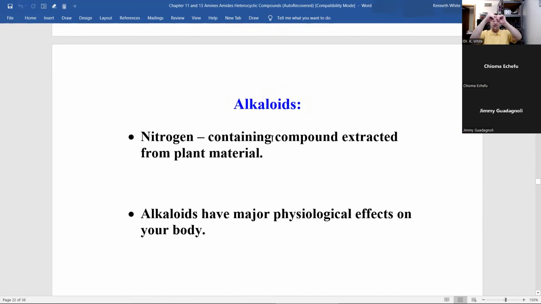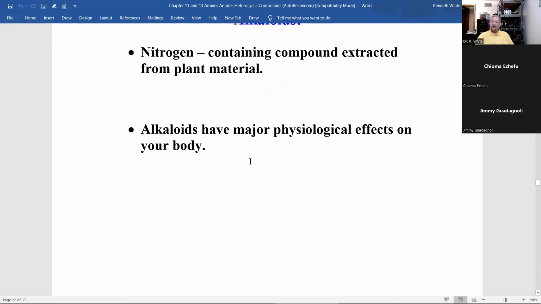All right, switch is still off, but something I want to cover, and that's the alkaloids. And you might have this in other classes, so that's why I'm covering it. This will not be on the test. Alkaloids are nitrogen-containing compounds that come from plants. So if you get something from a plant that has nitrogen in it, it's an organic molecule, we call those the alkaloids. Now, some, not all, of the alkaloids have major physiological effects on our body, including our brain.